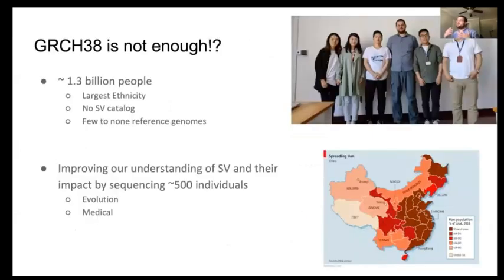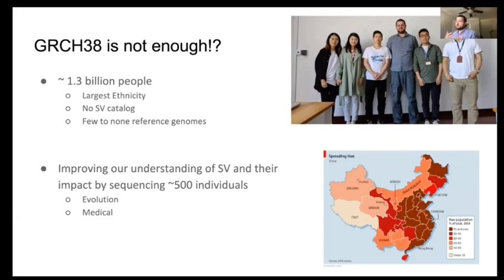Back in 2018, before all this mess started with COVID, I visited the Fudan University to start a collaboration and discussions with Johan Fang's group. As you know, Han Chinese are the largest ethnicity, around 1.3 billion people. There is no structural variant catalog available, published even yet, and there are few to no reference-style genome assemblies.